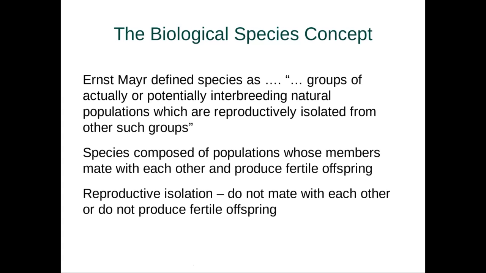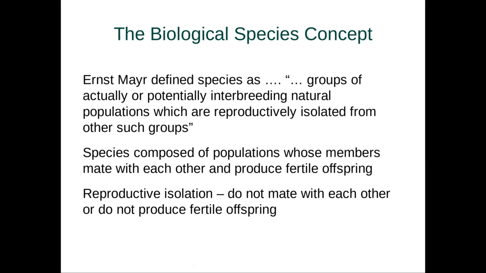So those two ideas lead us to Ernest Mayr, who defined what we call the biological species concept. Ernest Mayr defined species as groups of organisms that are actually or potentially interbreeding, which are reproductively isolated from other such groups. So not the craziest definition, right? I don't know if you're expecting something wild and wacky to distinguish between species, but it really isn't.